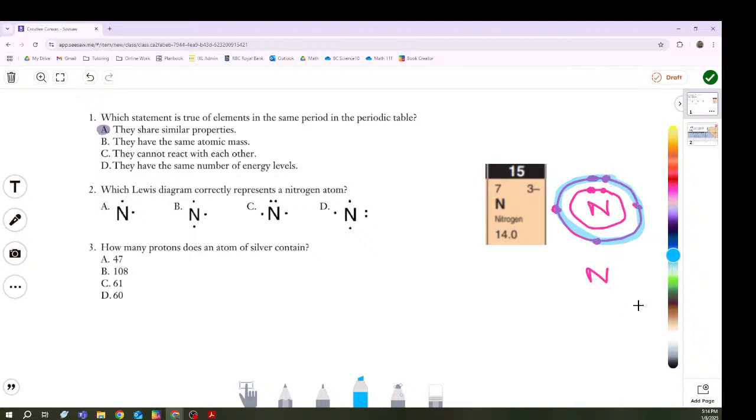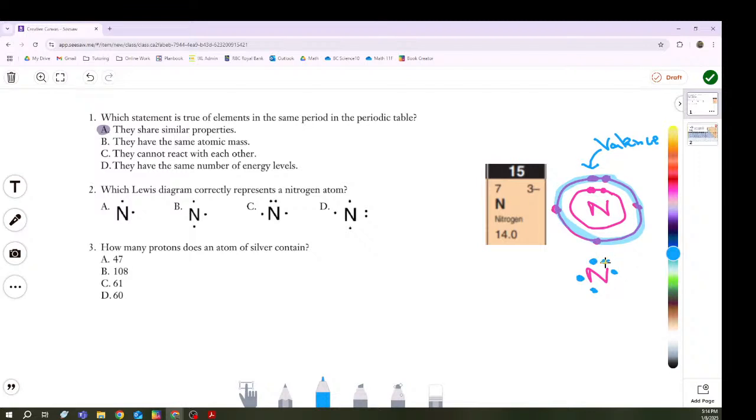You're only putting the electrons for the outer shell. What do we call those electrons? Right, so with Lewis diagrams, we're only putting in the valence electrons, in which case I had 5 in the outer shell. So the Lewis diagram would have only 5 electrons.